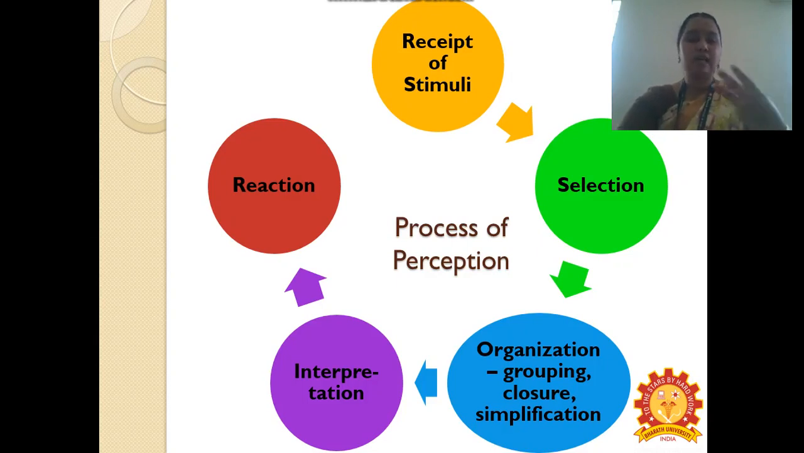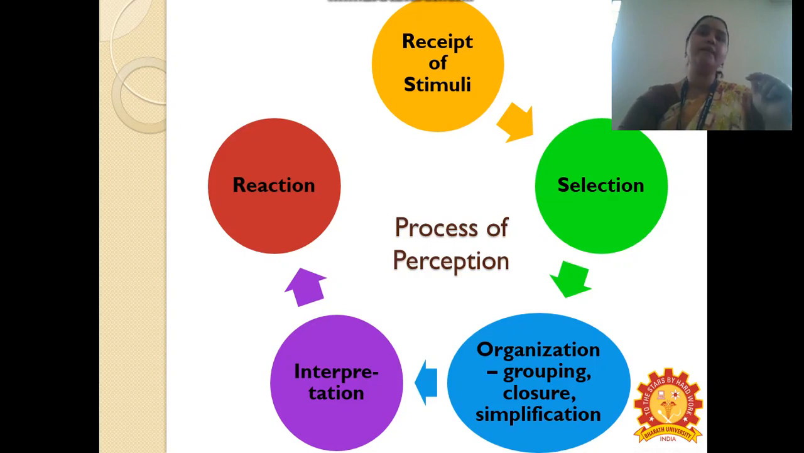Then the third one is organization, which includes grouping, closure and simplification. What is organization? Organization means you are going to join different parts, assimilate them, and combine them as a meaningful whole. This third step can also be referred to as a Gestalt process. Gestalt means to organize. So this organization will consist of grouping, closure and simplification.